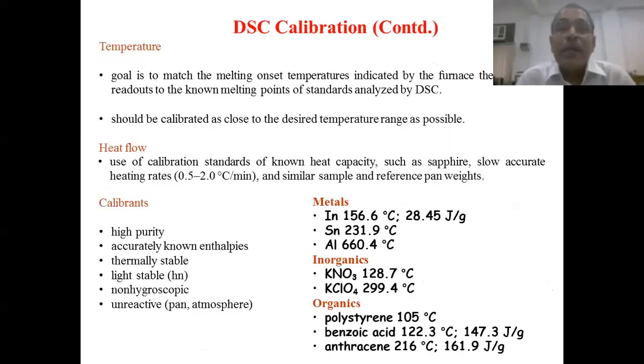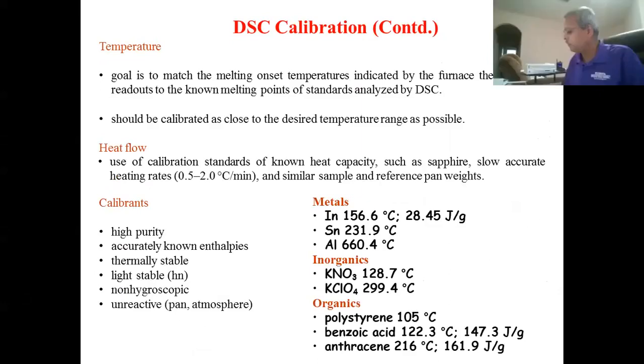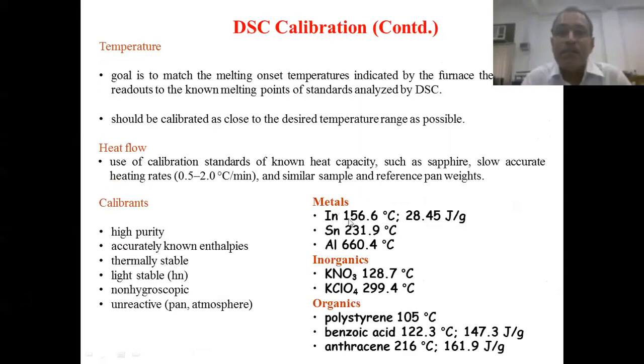And then you need calibration of the DSC, because the temperature recorded matches with the standard constant temperatures of some of the standard calibrants. They may be indium, for example, you can see it melts at 156.6 degrees Celsius, and its melting enthalpy is 28.45 joules per gram. For tin, it is 231.9. Aluminium, for aluminium, it is 60.4 degrees Celsius.